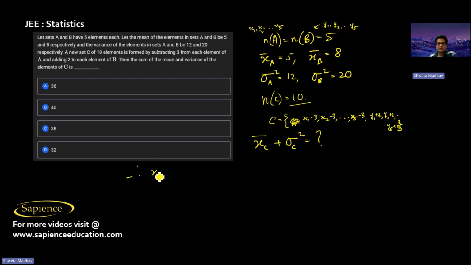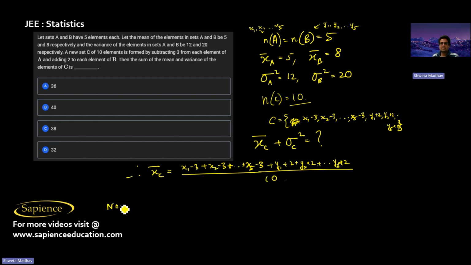So now, the mean of the elements in C is (x1 - 3 + x2 - 3 + ... + x5 - 3 + y1 + 2 + y2 + 2 + ... + y5 + 2) divided by 10.